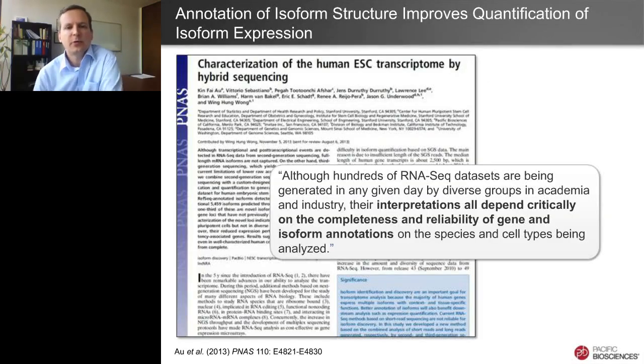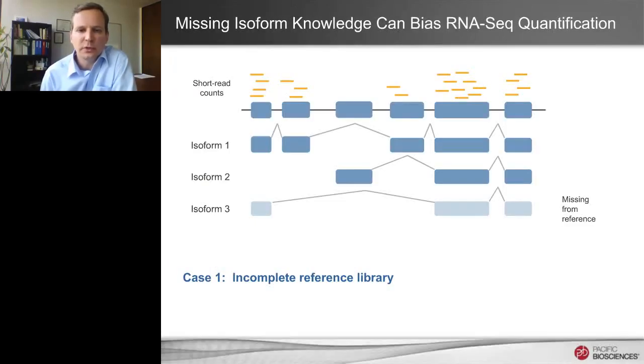The authors in the paper also make a final point that I think is very important, in that even though hundreds of RNA-Seq data sets are being generated, their interpretation depends critically on the completeness and reliability of gene and isoform annotations on the species and cell types being analyzed. And so I've made a little cartoon to illustrate this point.